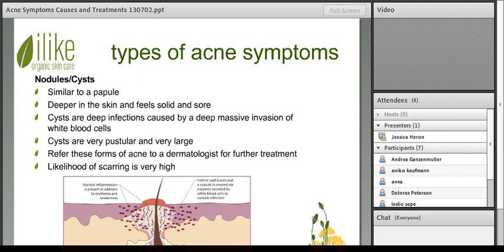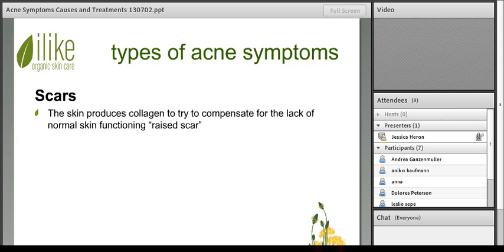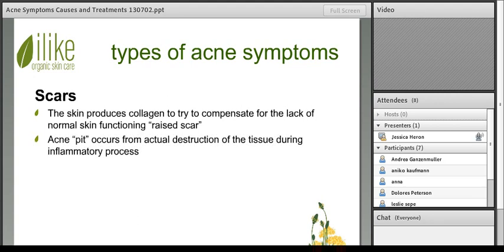I'm sorry, one more thing is the likelihood of scarring at this stage is very high. And this is sort of where you can get the raised scarring, but also the pit scarring can also happen because of the deep sebaceous activity causing all of the damage inside the follicle. So types of acne symptoms, we'll talk about lastly scars. The skin produces collagen to compensate for the lack of normal skin functioning, causing a raised scar. It's a desperate attempt to heal itself. This collagen production is trying to compensate for the lack of normal skin function.